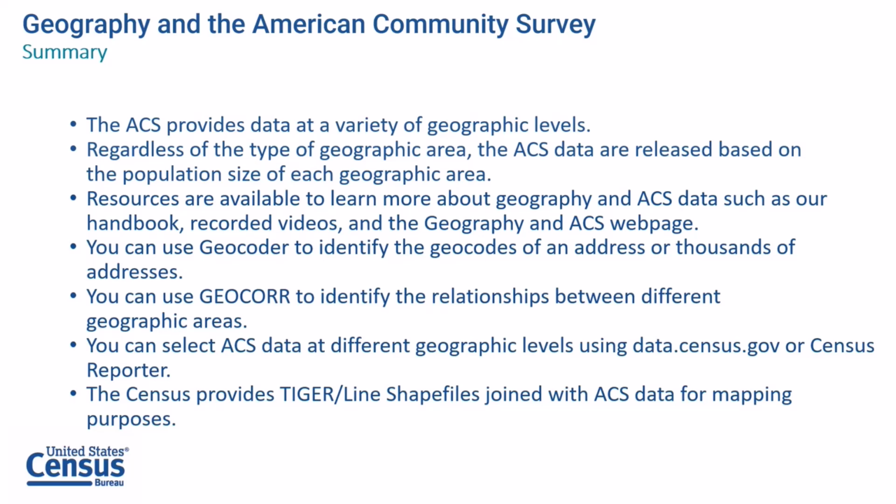You can use Geocoder to identify the relationships between different geographic areas. You can select ACS data at different geographic levels using data.census.gov or Census Reporter. And finally, the Census Bureau provides TIGER/Line shapefiles joined with ACS data for mapping purposes.